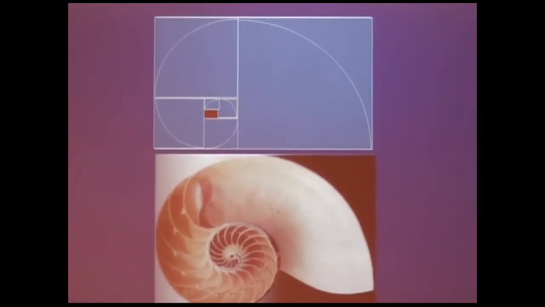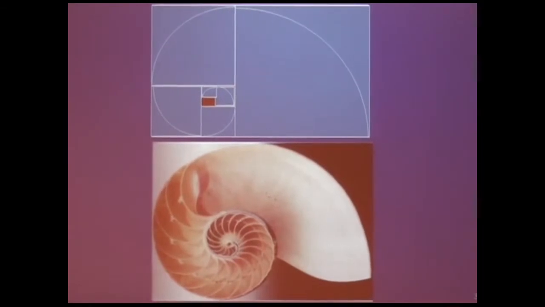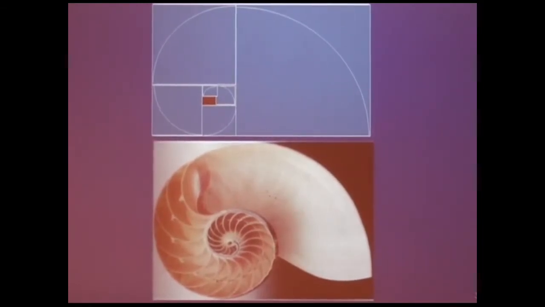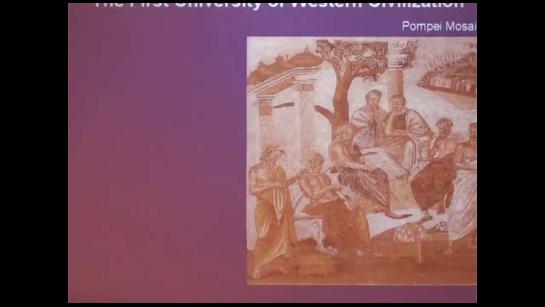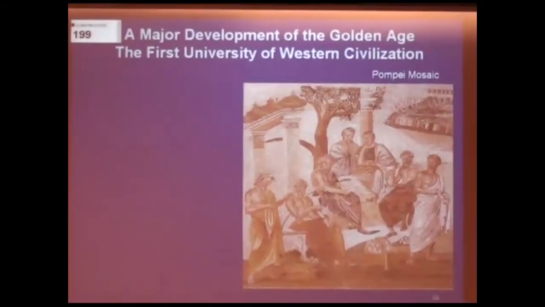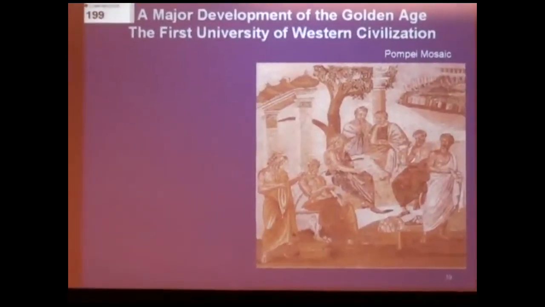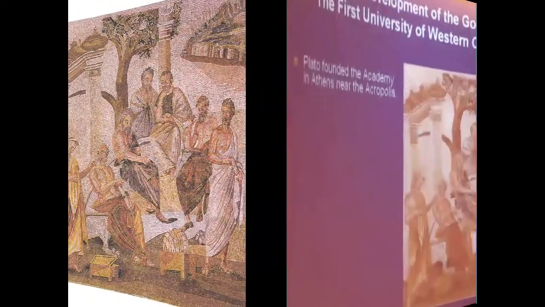So the mathematics of the way the spiral grows is related to the golden rectangle, which is, by the way, related to the Fibonacci series, which I will let you figure out later on. All right, let me come back now to this development in the golden age. Another manifestation of this development was the establishment of the first university of Western civilization.